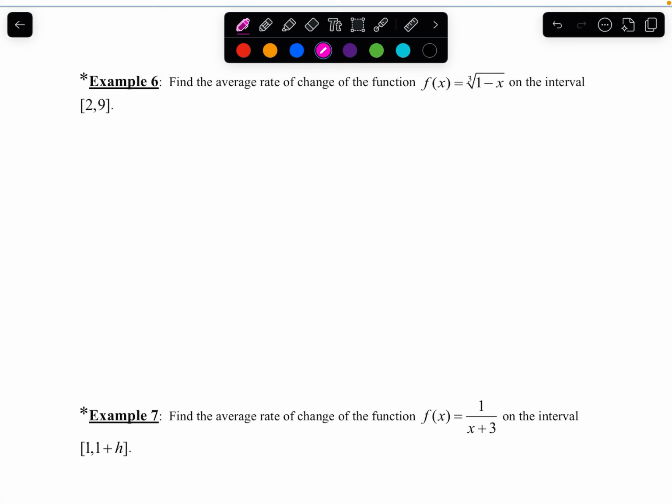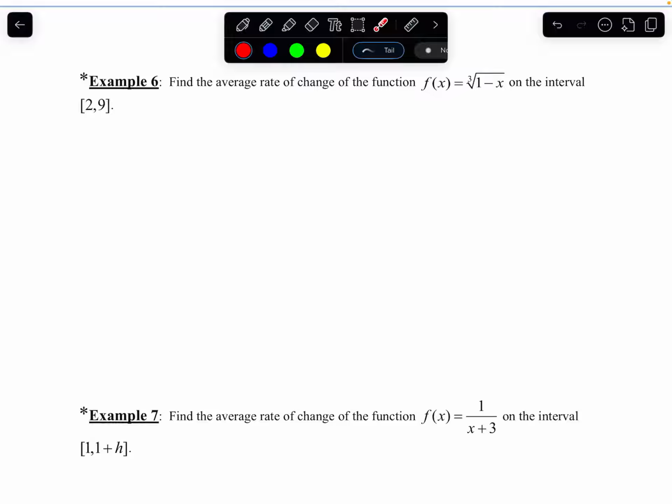So we're going to now look at rate of change with a function. We're going to be plugging in the endpoints of this interval. So given an interval, we're going to plug in the endpoints and find that value for the rate of change. We're going to use two examples.